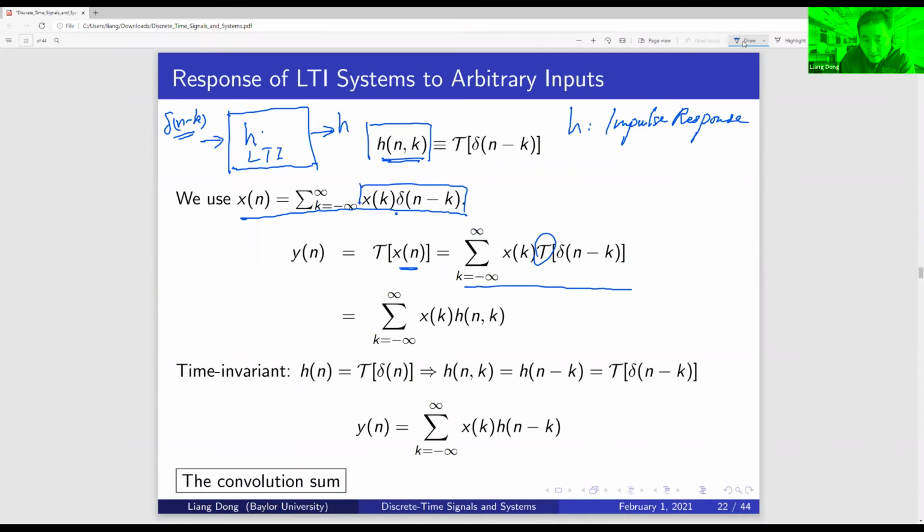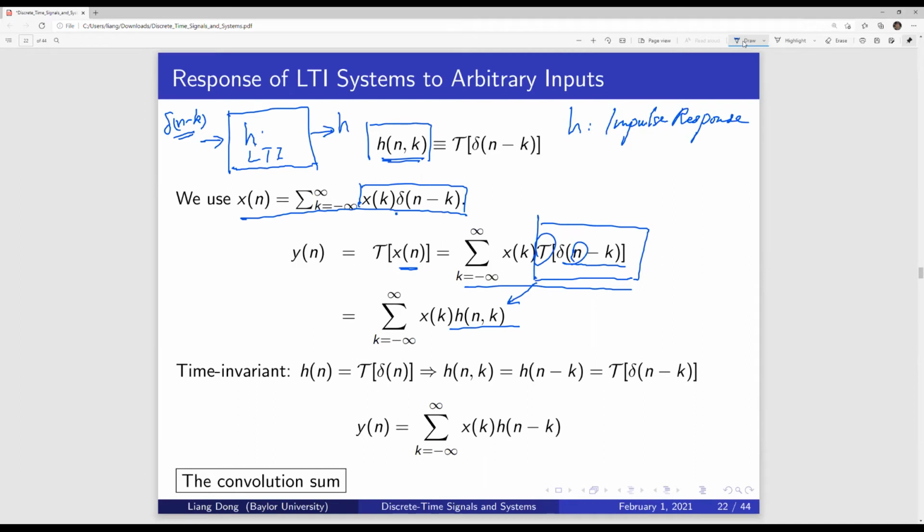Now x k is a constant. You can think of that as a weight. So pull this out of this operation. And the operation is really working on this signal, which is a function of n. Right? And because I defined the impulse response, this part can be represented using this impulse response. That's my h as a function of n and k.